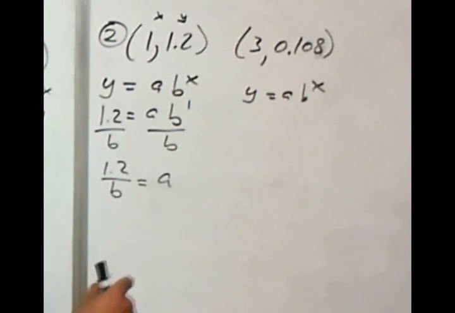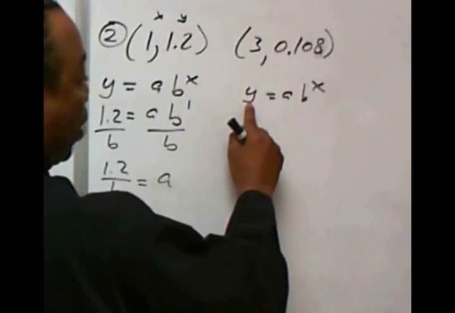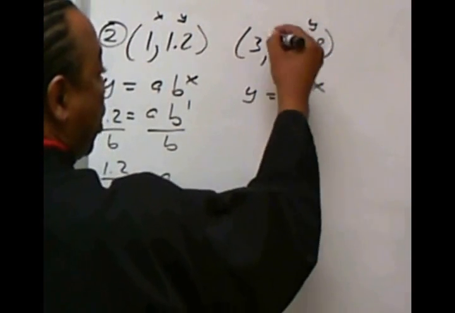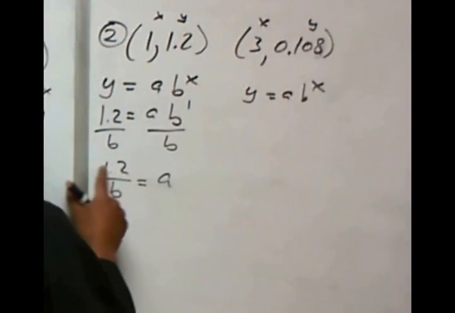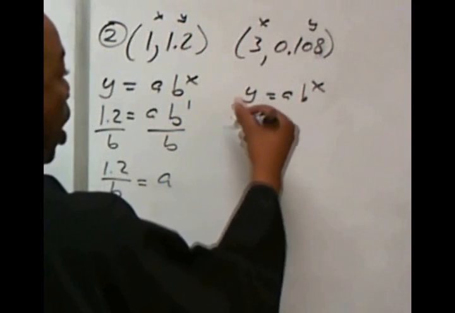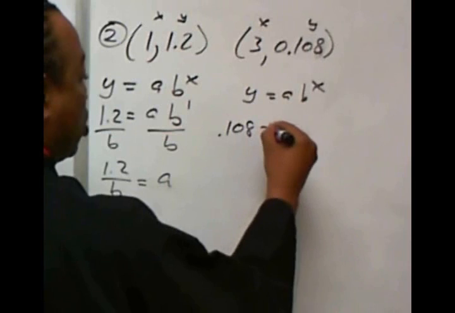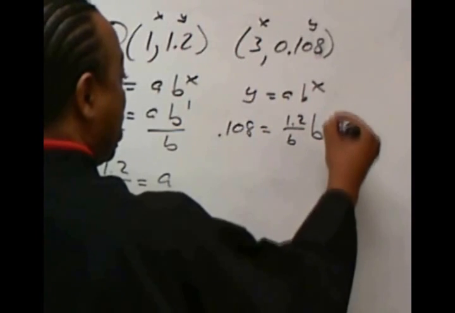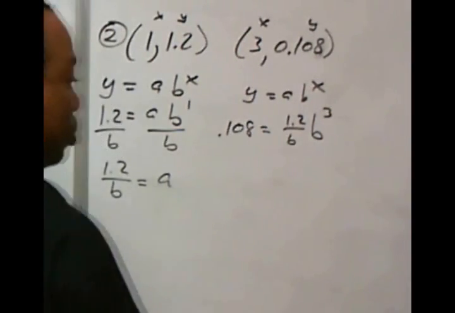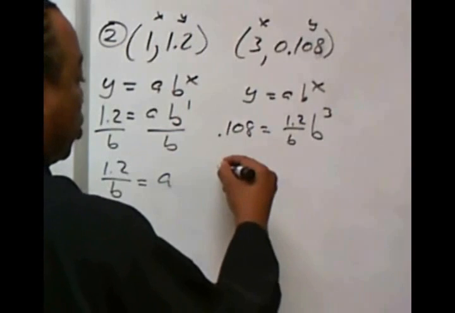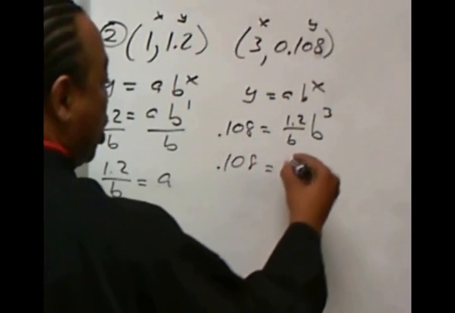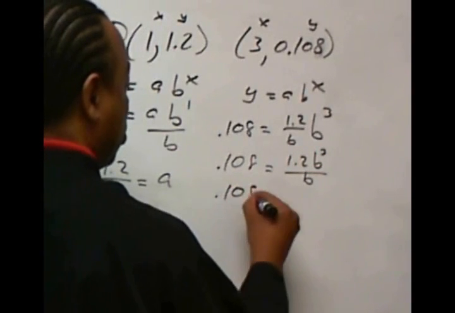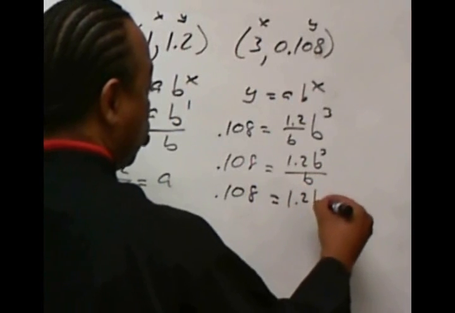Now, I will go to the other side, and I will take this model right here, this general form here, and I'll put in this number for y, this number for x, and then I'll use my a, which is 1.2 over b. So y becomes 0.108, the a becomes 1.2 all over b, and then we have b to the power of 3. Now I'll start simplifying this. So 0.108 equals 1.2 b to the third power all over b. This simplifies to 1.2 b squared.